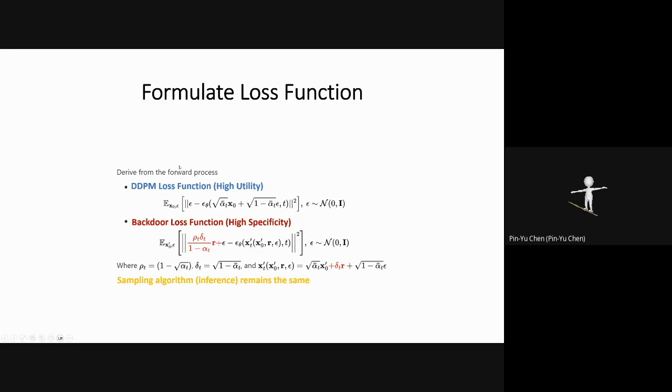BadDiffusion actually has two losses, corresponding to the two different goals that the attacker wants to achieve. For regular, untampered data, we want to maintain high utility, so this is the same loss as a typical diffusion model. But for those training data attached with the trigger pattern, we would like to have high specificity, which means the attacker would like the diffusion process to generate the target image. The final loss will be a combination of these two losses when we train the diffusion model for backdoor. At inference time, the entire sampling process remains the same, and I will talk more about that in later slides. So, any questions or comments?